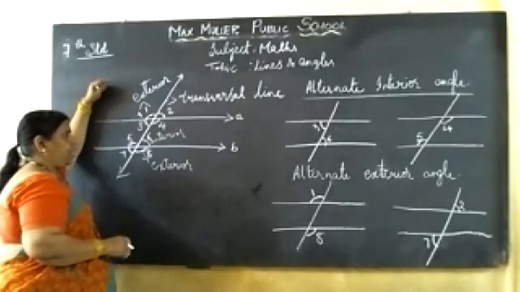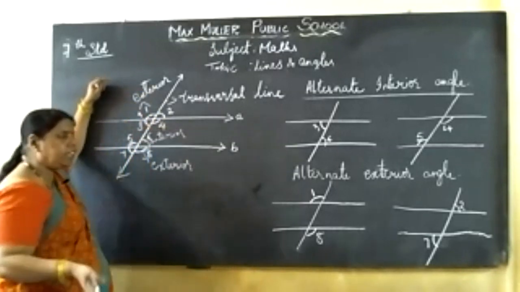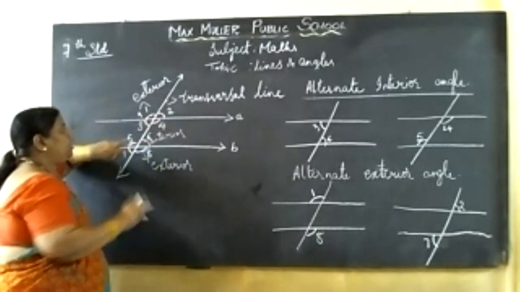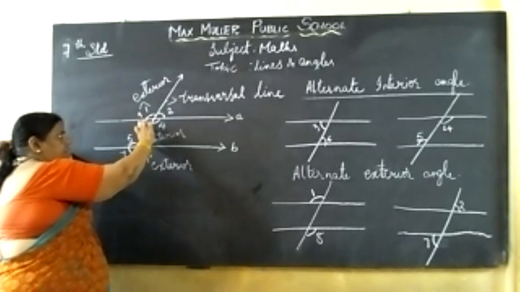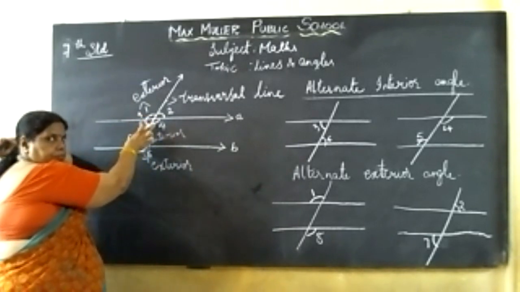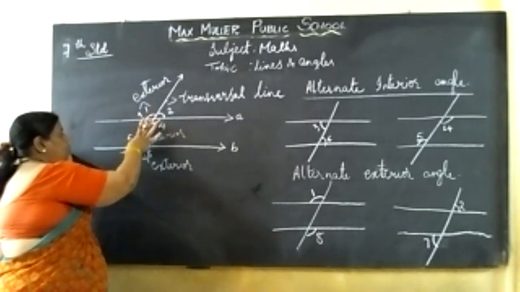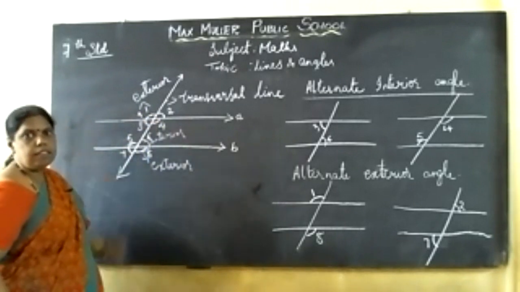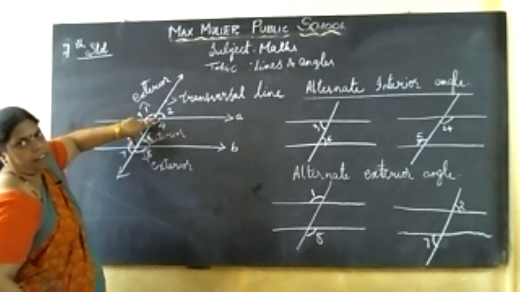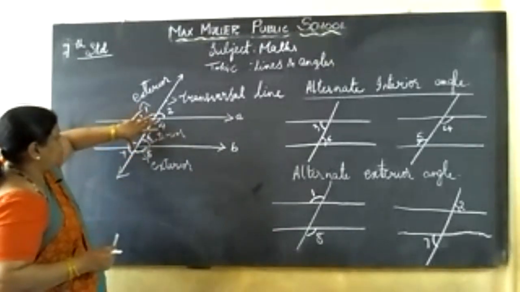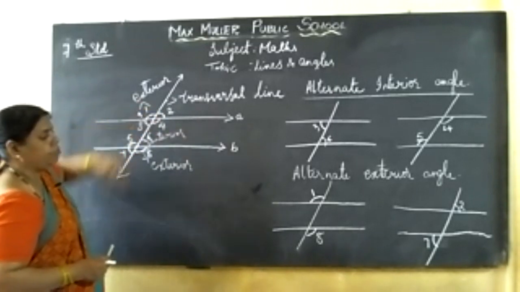Okay, I'll show you again. Exterior, interior angle. Alternate. Alternate interior means opposite sides of the interior angle. 3 and 6. 4 and 5. This is interior. Exterior, opposite. 1 and 8. 2 and 7. This is exterior. This is interior. This is exterior. Understood? This is exterior. This is interior.